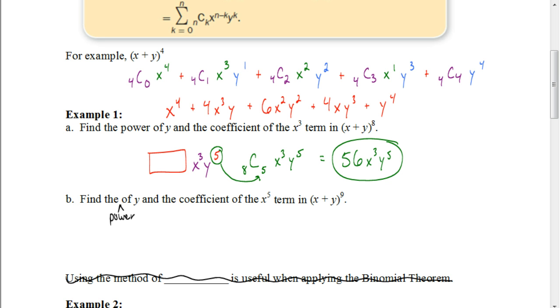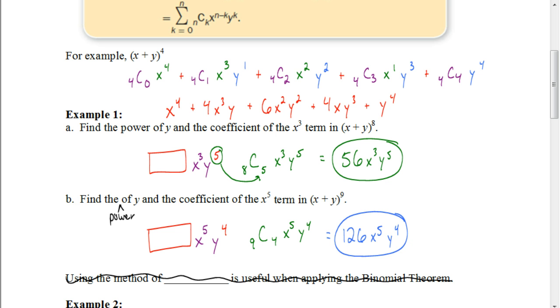Okay, let's see how you did. Just like the previous one, we're looking for a coefficient and a power for y. But this time we're looking for the term for x to the fifth power. So we're trying to figure out what exponent we'd apply to y so that the exponents total 9. Hopefully you got that that would be 4. And then the coefficient is going to be 9 choose 4, x to the fifth y to the fourth power. And 9 choose 4, if you do that on your calculator, is 126. So we have 126 x to the fifth y to the fourth.